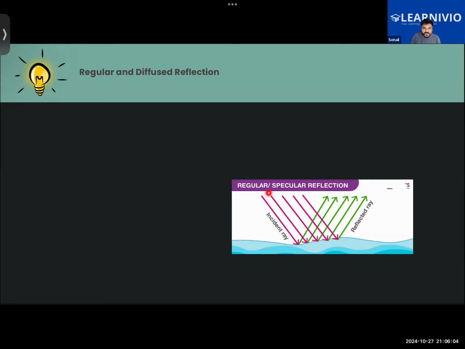So in the regular or the specular reflection, what happens? A parallel ray of light is falling on a smooth surface and it gets reflected back parallelly. That is one thing. Further, this regular reflection will lead to the formation of an image. Whenever regular or specular reflection takes place, there will be a formation of an image, right? So that is one of the things.